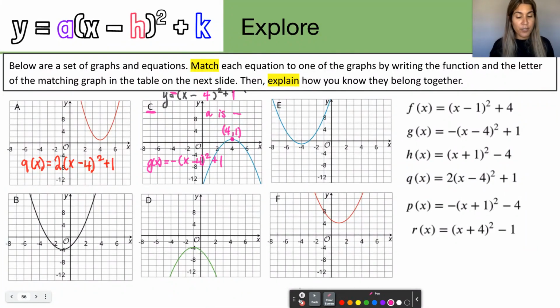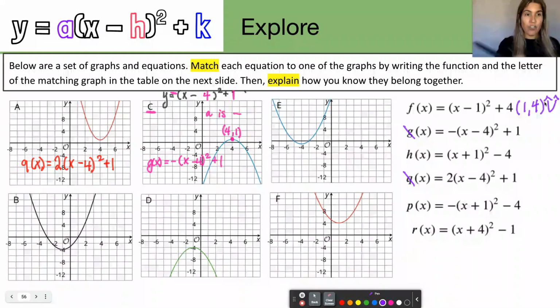Okay, the other way we could have done this, I'm going to change colors. Instead of looking at the graph, I'm going to look at the equation. I've already used G and Q. Let me look at F. According to this, my vertex is going to have to be 1, comma 4, and a is positive, so it's going to open up. Knowing this, I'm only going to look at graphs that are opening up. That can automatically eliminate at least one of them.